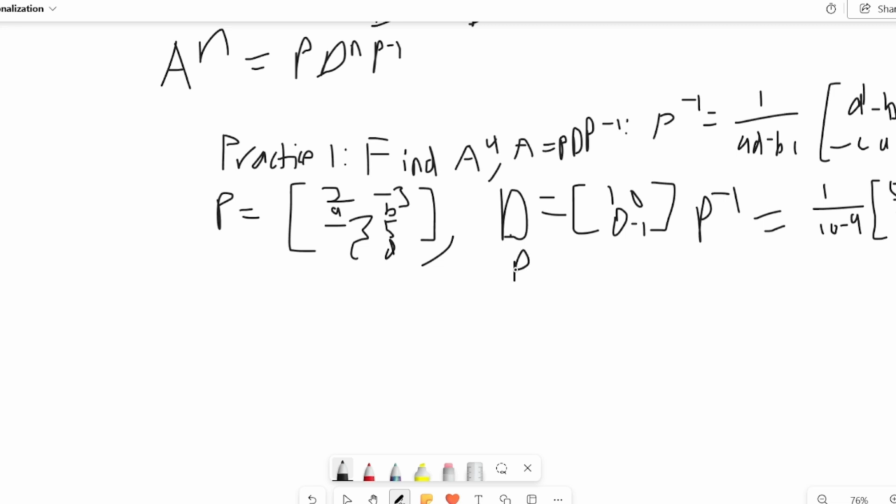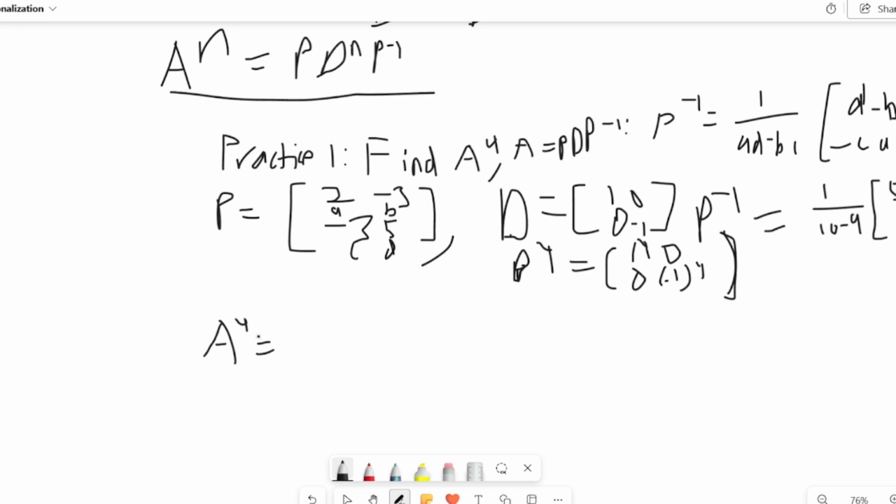So D to the fourth is, we have zeros here. 1 to the fourth is 1, and negative 1 to the fourth is also 1. So we can put the identity matrix here. And now we can find A to the fourth with this formula from before. Instead of n, we use 4, so we just get P D to the fourth P inverse.